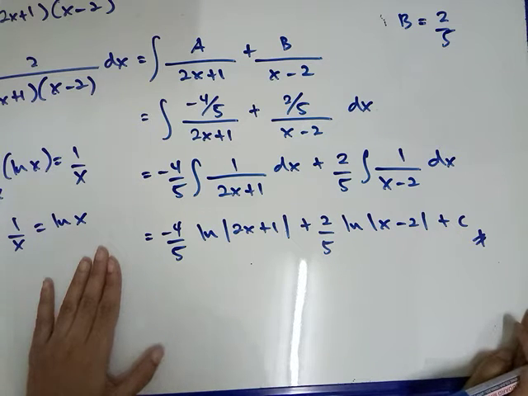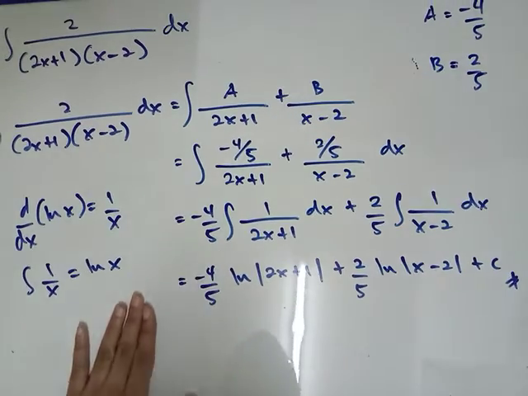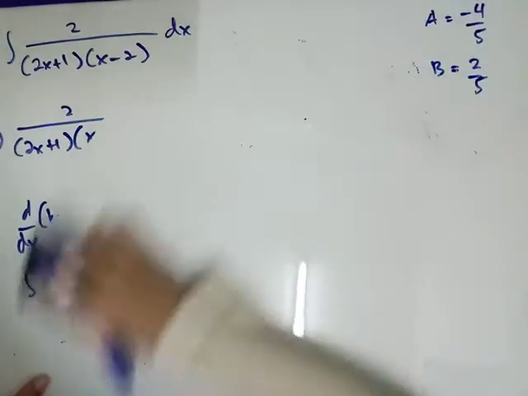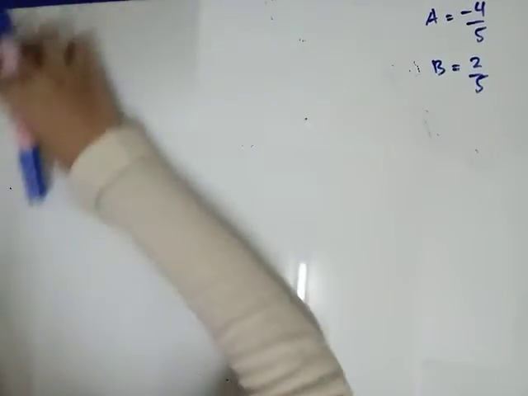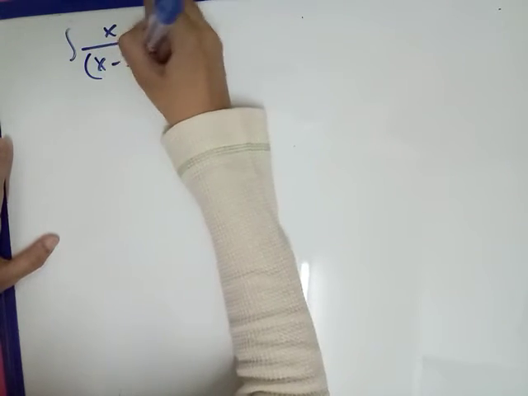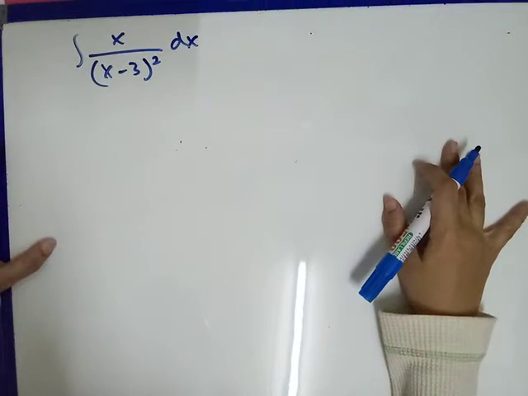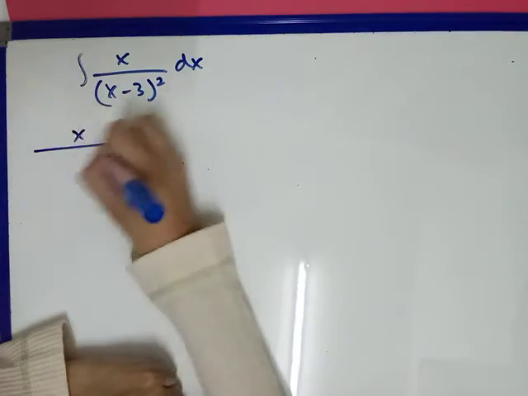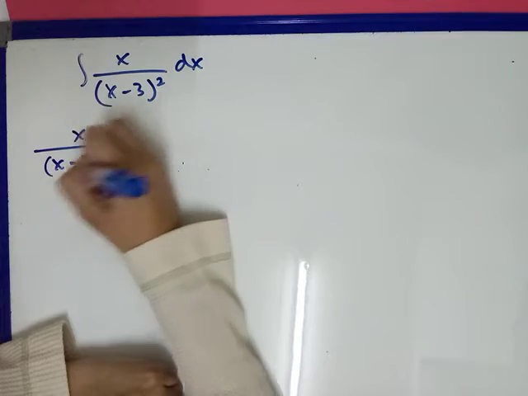How about repeating linear factors? Look at example 2.18. Okay, look at the example there. We need to integrate x over x minus 3 power 2 dx. Can you see it? Then take out this term first, x over x minus 3 power 2.